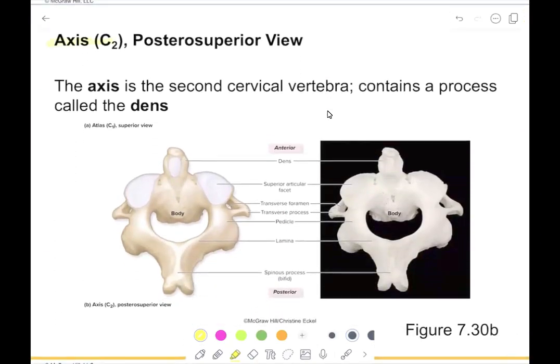For the second vertebra, that's called the axis. So the axis is the second cervical vertebra, and it has a bone marking, which is a process called the dens. The dens is very unique because it forms actually what's called a pivot articulation, which you'll be learning about in another chapter. That allows you to shake your head no. So the atlas can actually articulate with the axis. There's a superior articular facet, which in this case would articulate with the atlas.